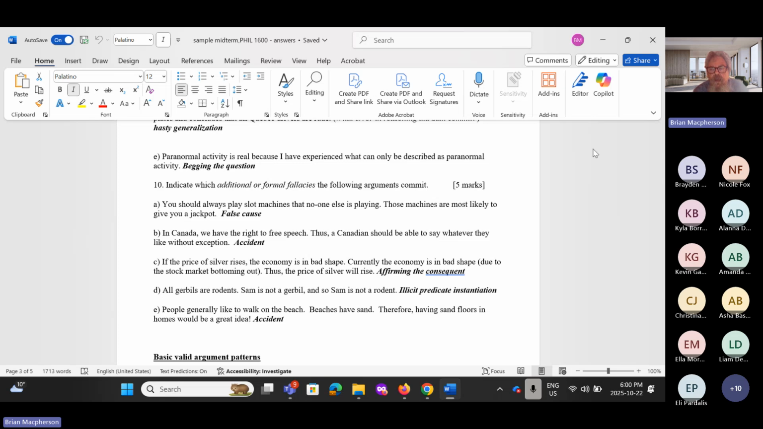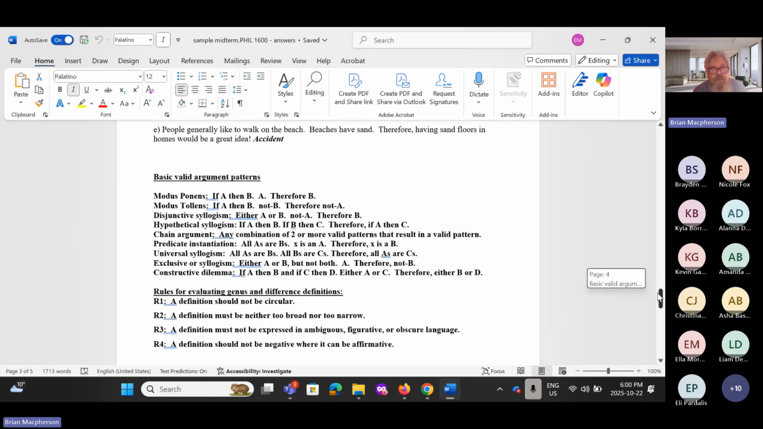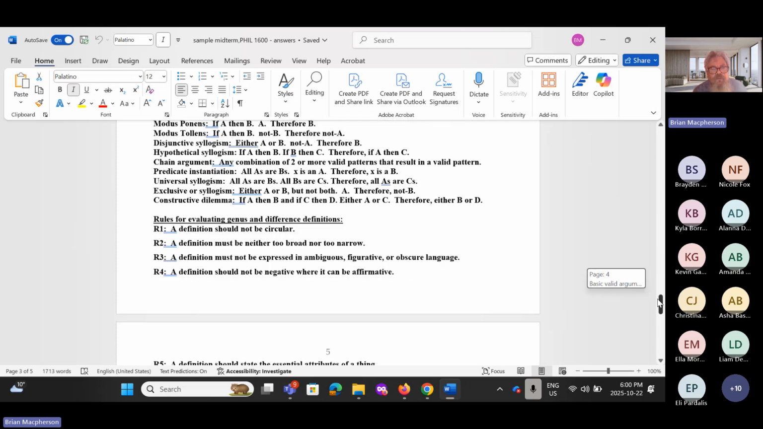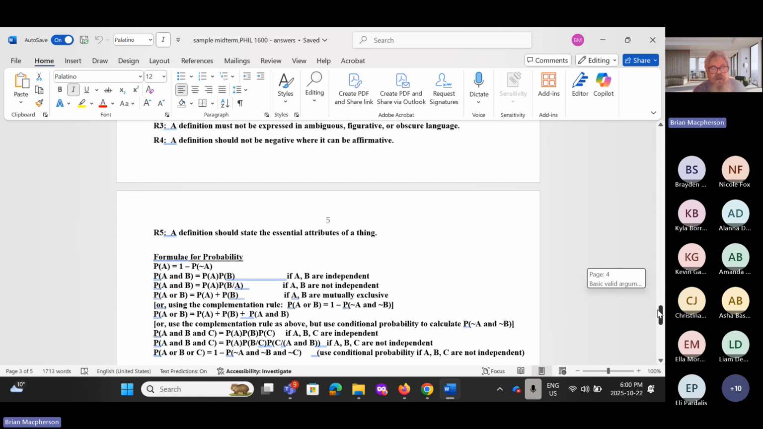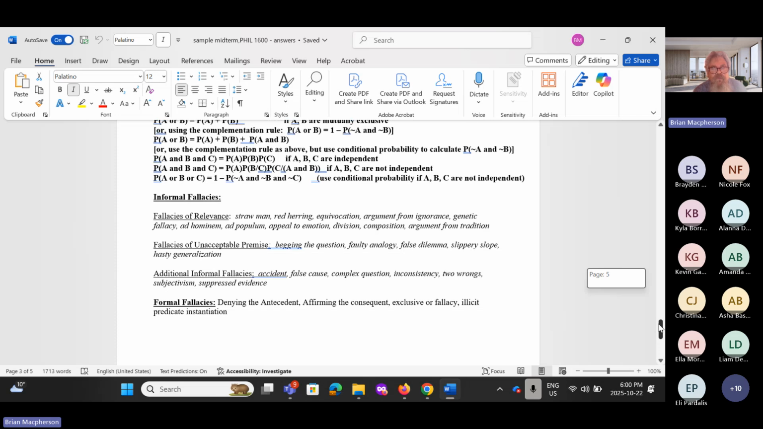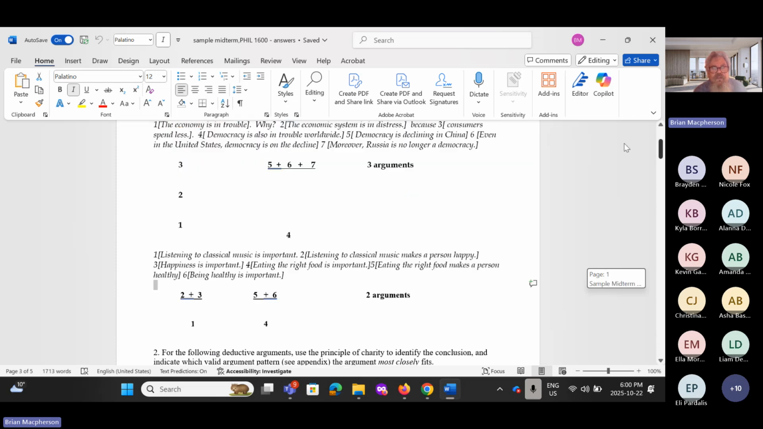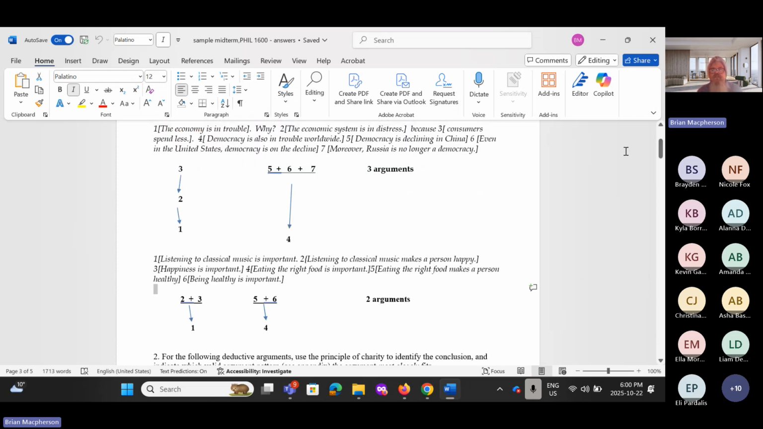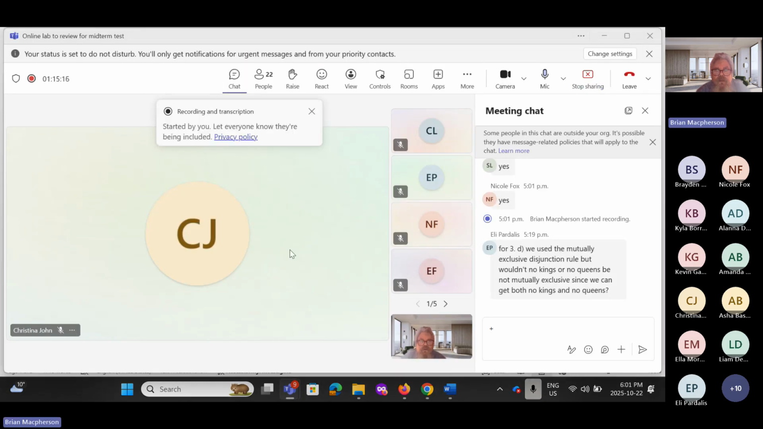And so as you can see from this sample exam, everything you need in terms of rules and such is in the appendix. So I have all the basic valid argument patterns, right? I have the rules for evaluating genus and difference definitions. I have all the formulas for probability, and I have the informal and formal fallacies. So everything you need is in the appendix. If I forgot to put something in the appendix, let me know and I'll put it in. And also everything's in the lecture notes anyway, right? Everything that you need. Okay. And so that's all of it.